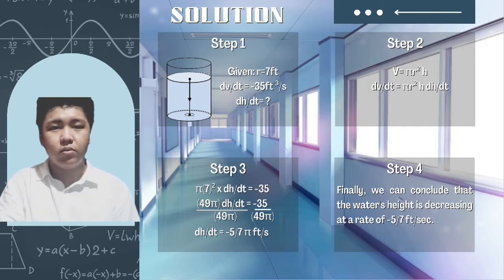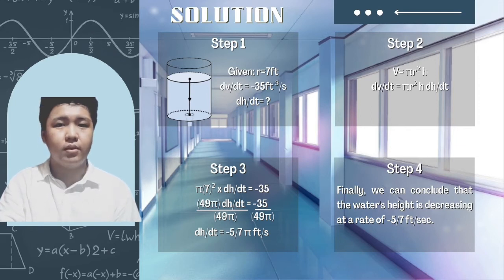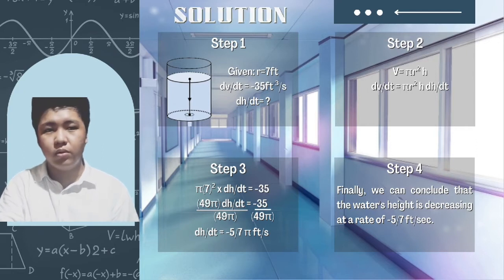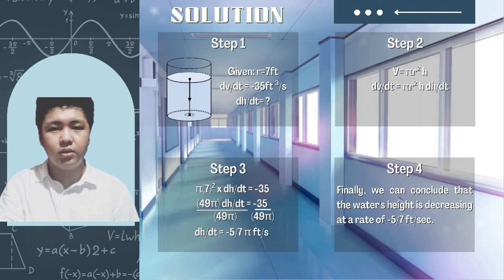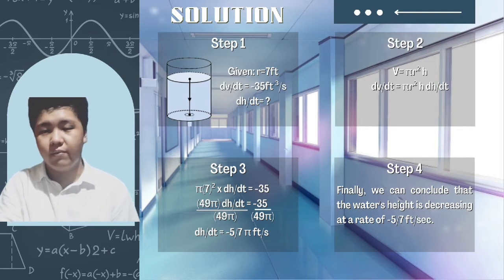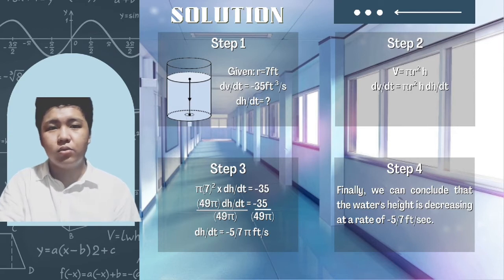The needed formula for the volume of the right cylinder is V, or volume, equals pi r squared h, or height. The formula contains a radius, but in this problem, the radius is constant, so it's not a variable. Then we differentiate both sides of the equation with respect to time to obtain dV over dt equals pi r squared dH over dt. Then, we can now substitute the value, and we're going to have dV over dt equals pi 7 squared dH over dt.